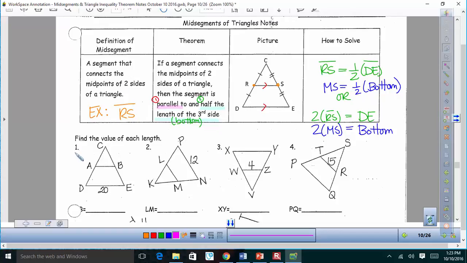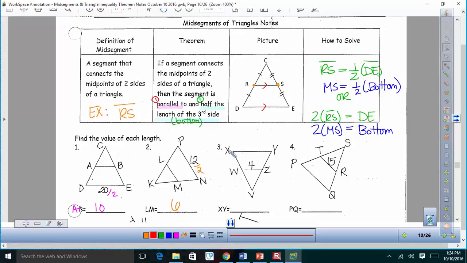So in number 1, they give us DE. Is DE the midsegment or the bottom? The bottom. So to find the midsegment, I would do what to the bottom? Divide it by 2. So if I divide 20 by 2, AB equals 10. Okay, in number 2, we're given the bottom piece again, PN. They want us to find LM, so what would I do to PN to find LM? Divide by 2, and so LM would equal 6.